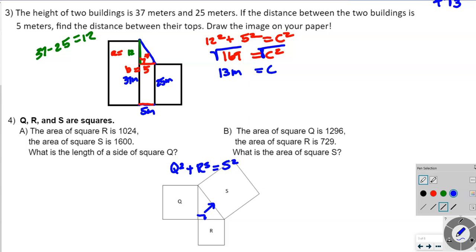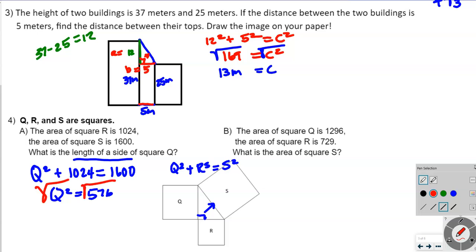Okay. So it says the area of square R is 1024. The area of square S is 1600. So that means I don't have Q. So Q squared plus my R squared, which is 1024, is going to be equal to 1600. So we're going to subtract 1024 from both sides. That's going to give us that Q squared is equal to 576. And it's asking us for the length of the side. So that means we're going to take the square root of both things. So Q is going to be equal to 24.